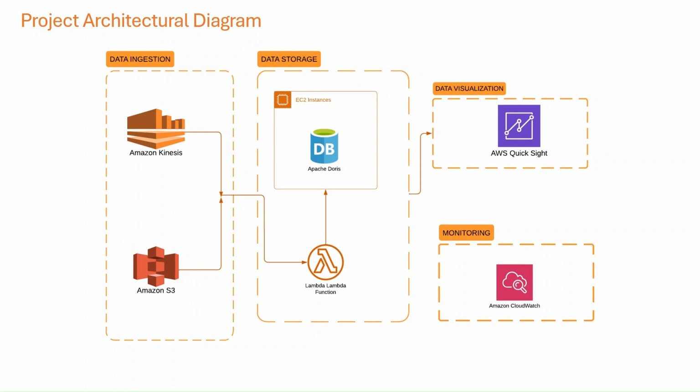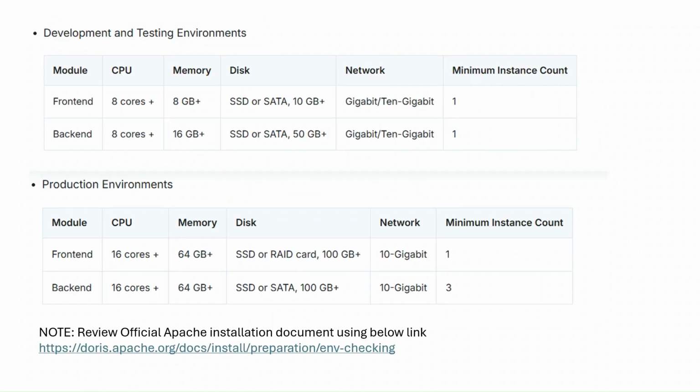So this is a project architecture flow that we had decided in the previous session. We would be looking into these particular instances where we want to deploy Apache Doris into the EC2 instances. Before we move with the deployment, we need to understand server requirements.